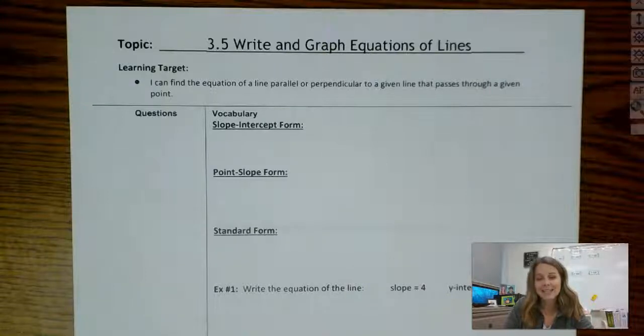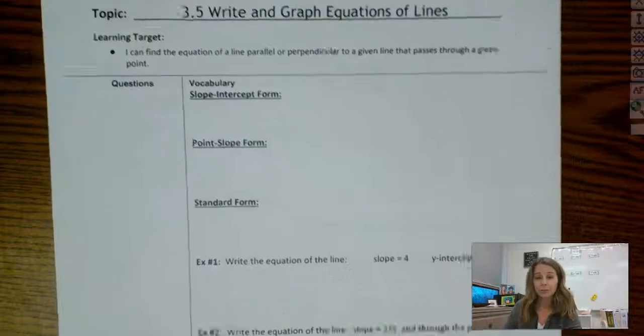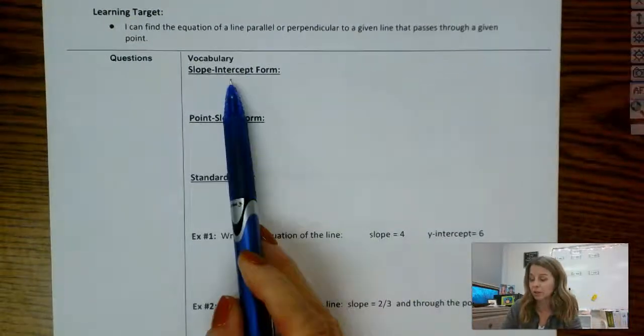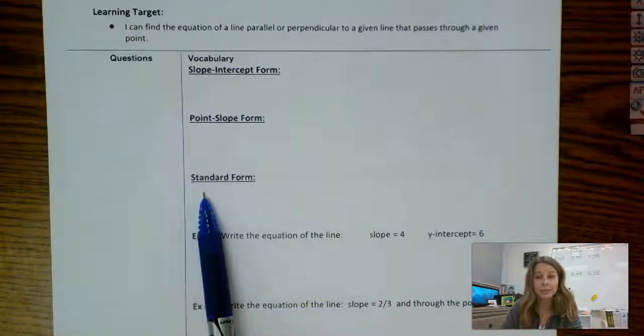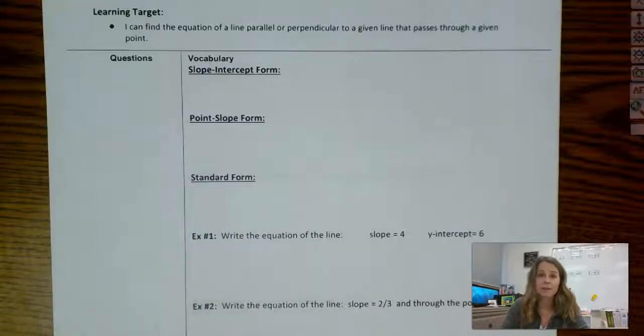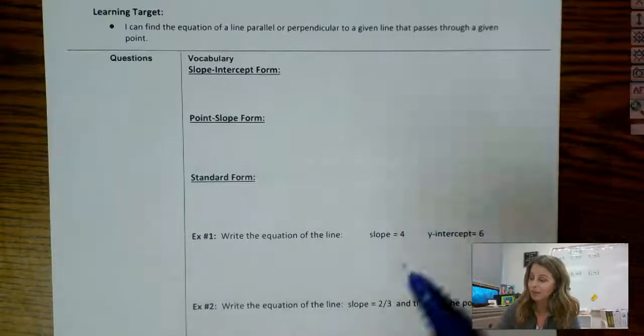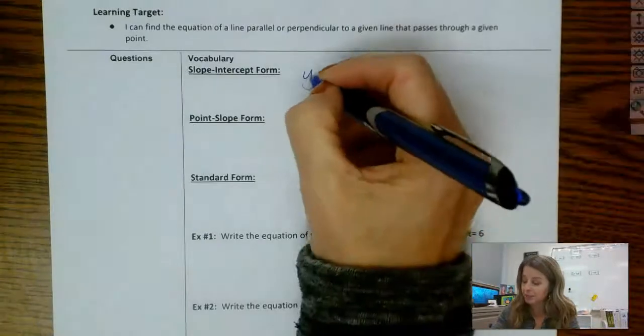Today's lesson is moving past just calculating slope and writing full equations of lines in different forms, and just a little bit of graphing. So the three forms we're going to focus on are slope-intercept, point-slope, and standard. Slope-intercept by far is the form that most people remember from Algebra 1, and that's the y equals mx plus b.